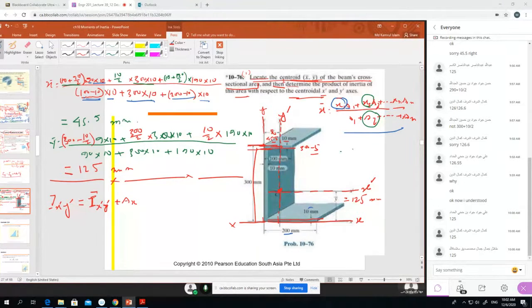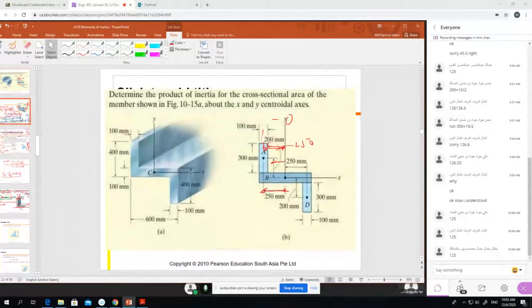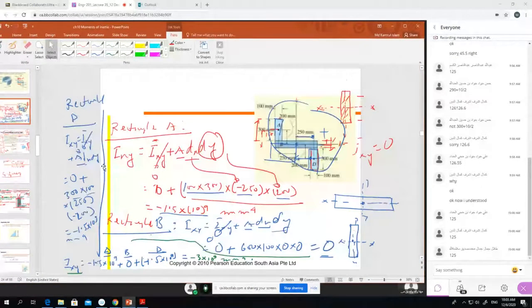A into, not Ax, A into dx prime and dy prime, right? This was the formula we learned before, and we did a similar kind of example before. You see the example we have done before, right?